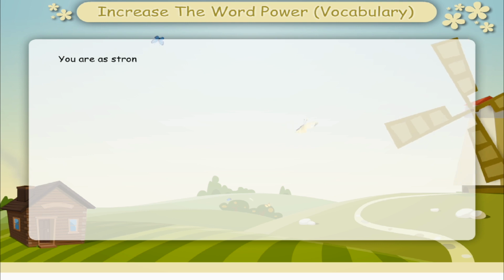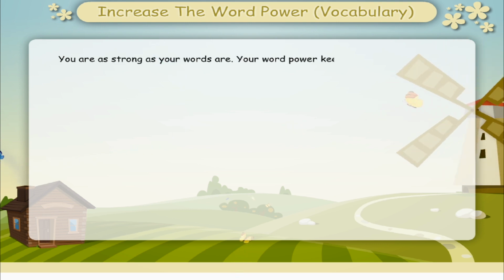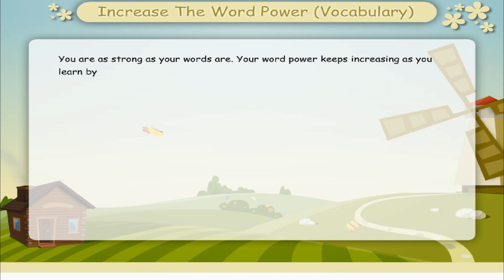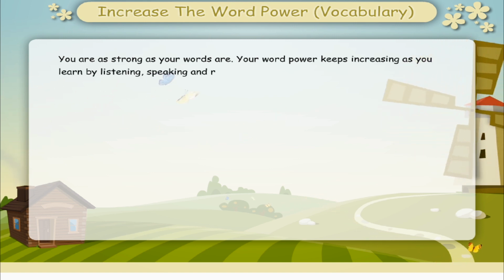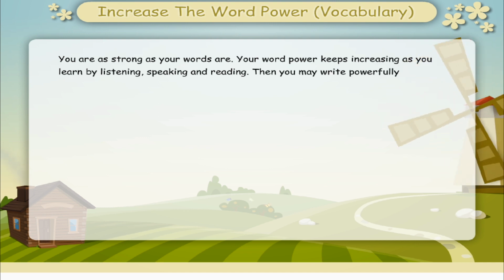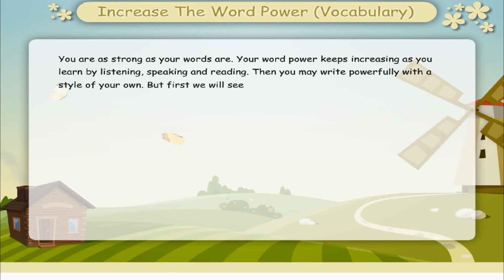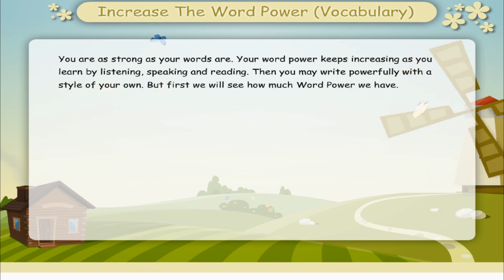You are as strong as your words are. Your word power keeps increasing as you learn by listening, speaking, and reading. Then you may write powerfully with a style of your own. But first we will see how much word power we have.